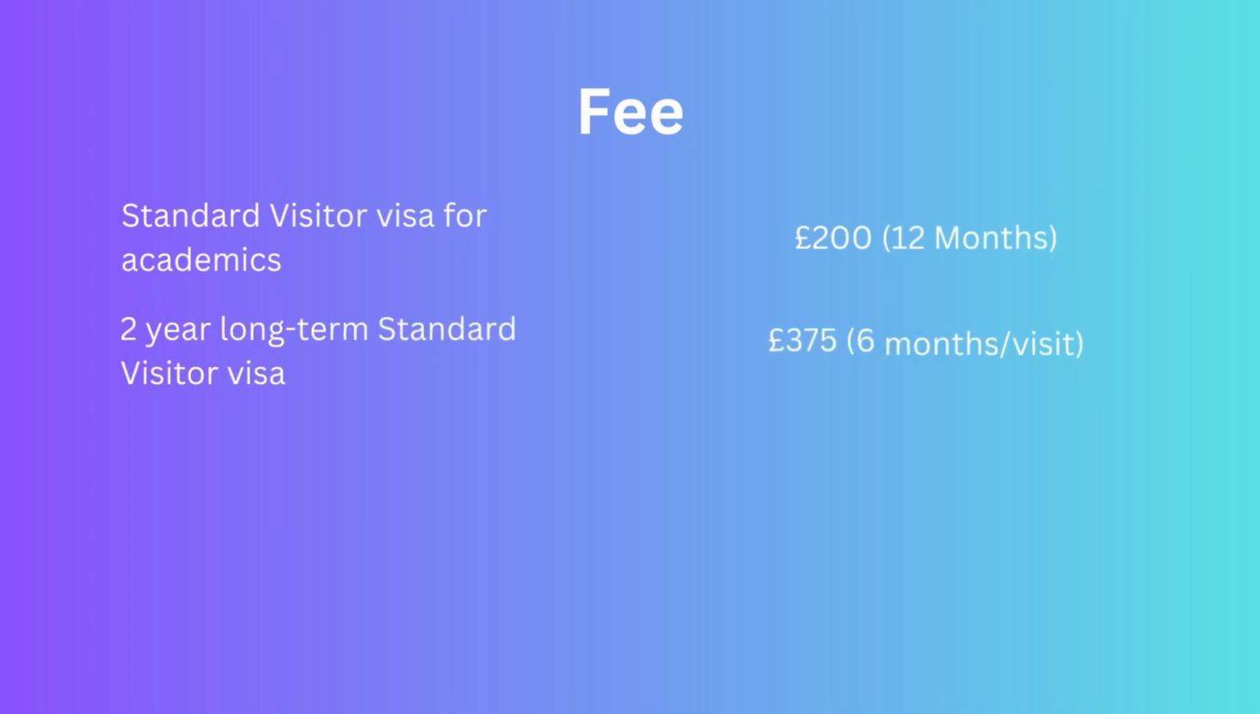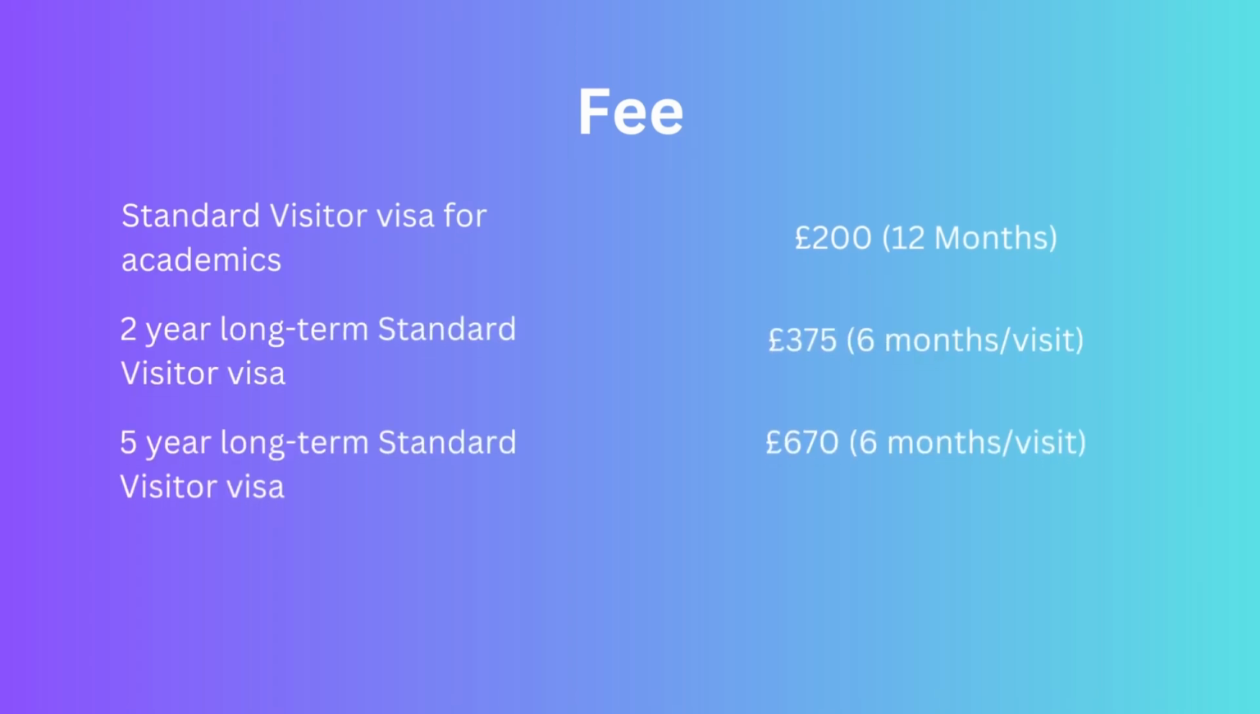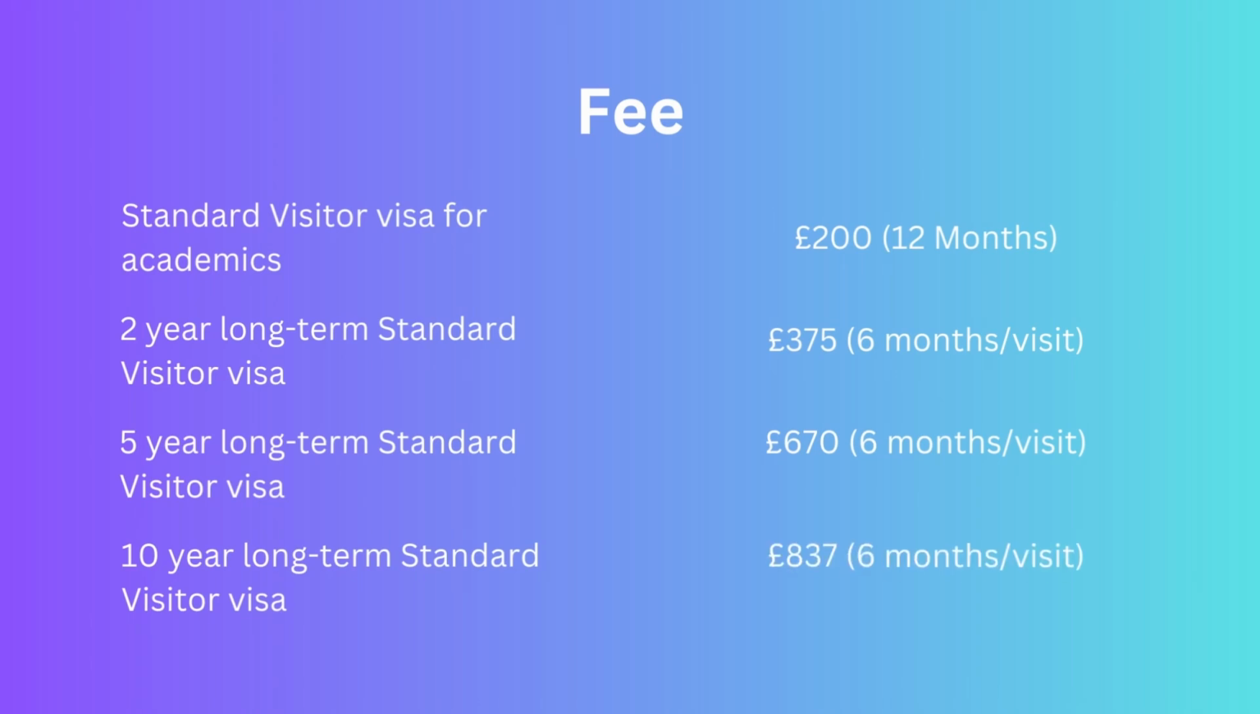For the standard visitor visa for academics, it is £200 for a total max duration of 12 months. For a 2-year long standard visitor visa, it is £375 for 6 months per visit at a time. For a 5-year long-term standard visitor visa, it is £670 for 6 months per visit at most. And for a 10-year long-term standard visitor visa, it is £837 for 6 months per visit at max. Now keep in mind, these are just the visa fees. There are a lot of other costs involved in getting the actual visa and getting the visitor to the UK.